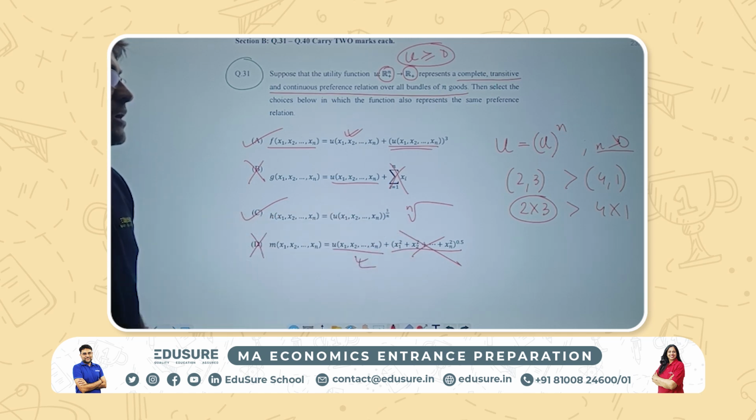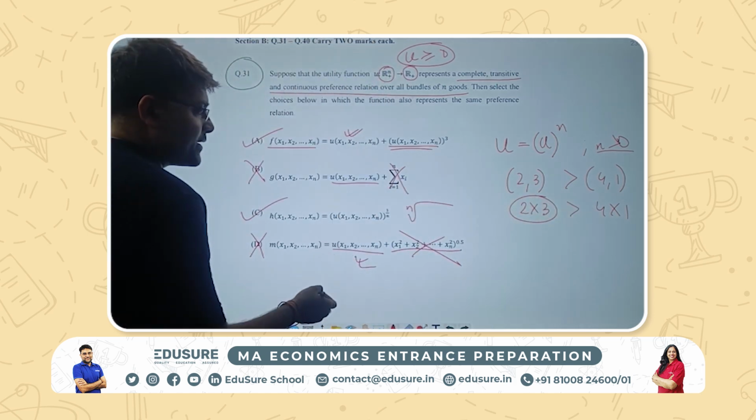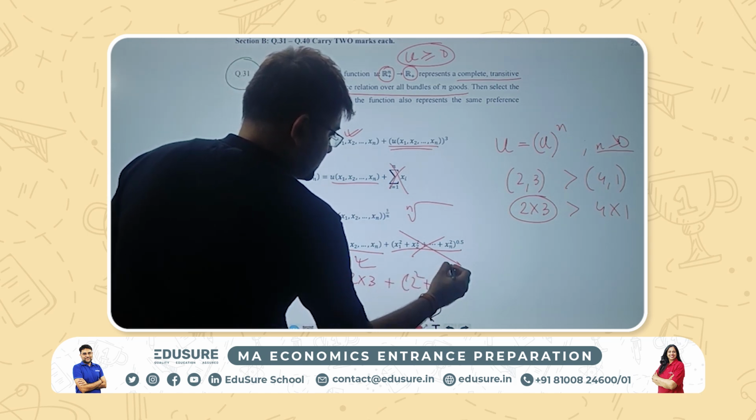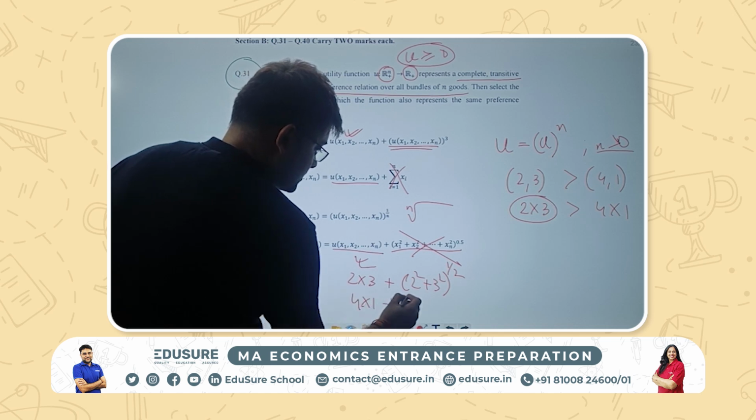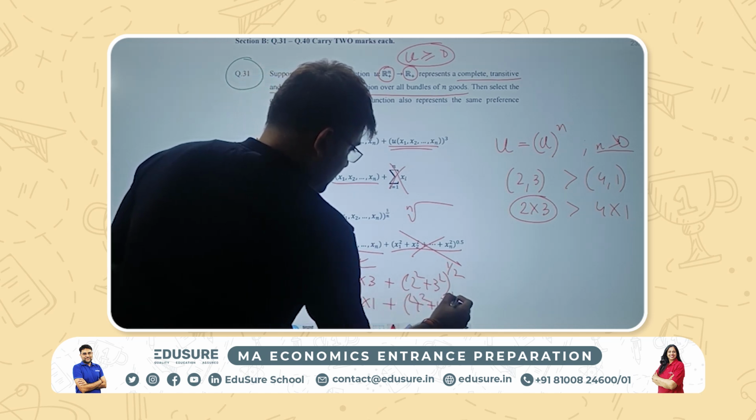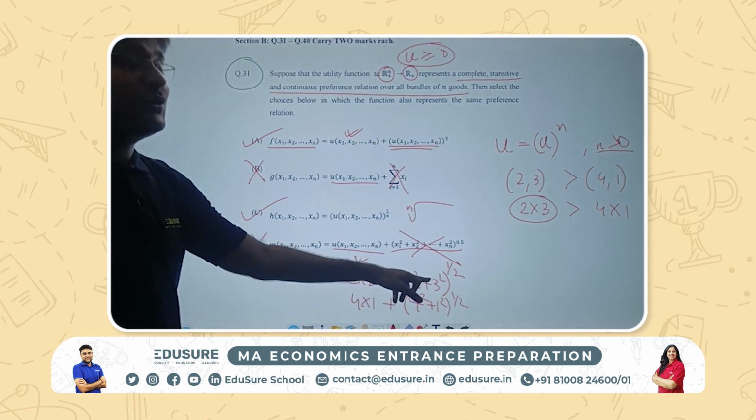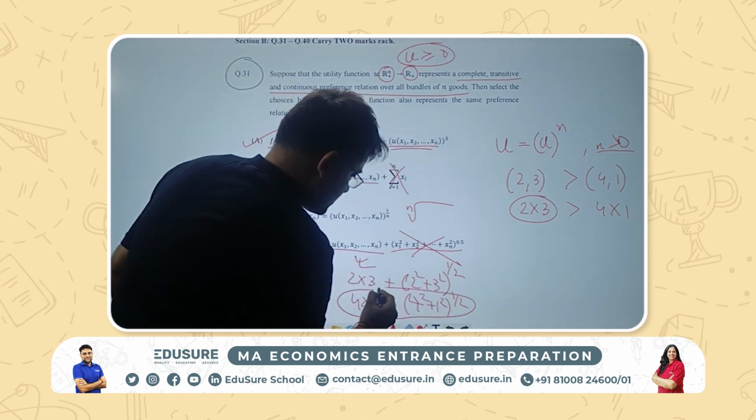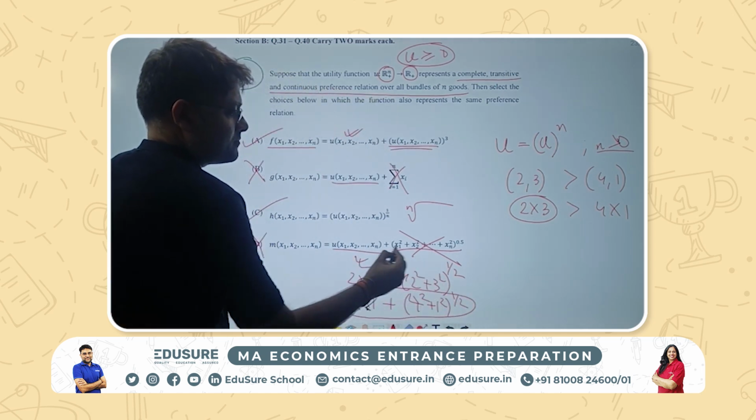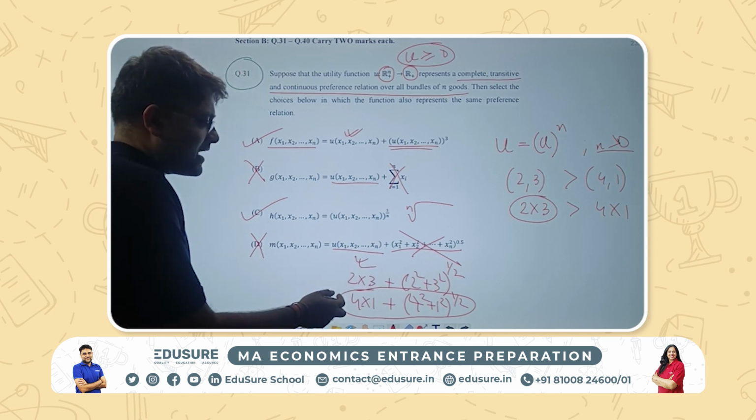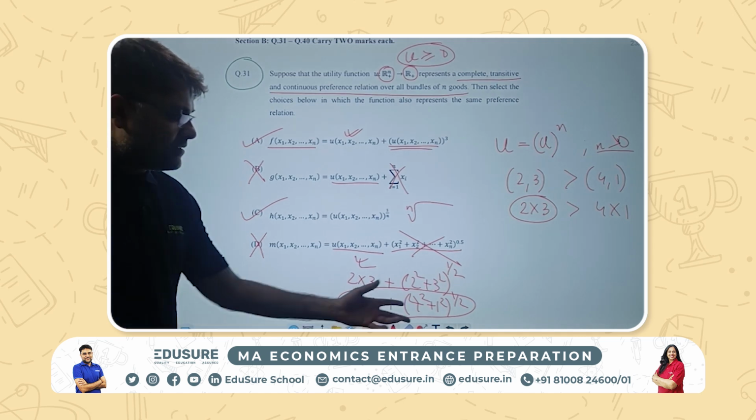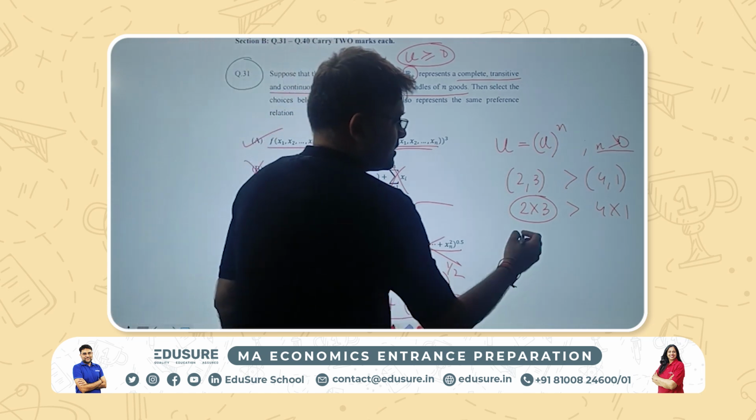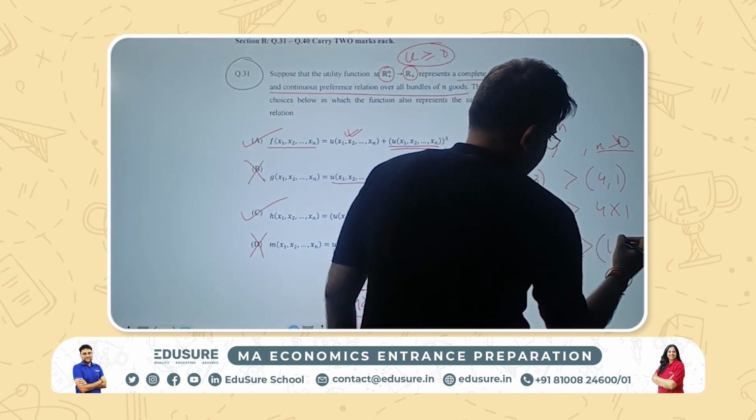For example, for this same example, if I put it here, this will be 2 into 3 plus 2 square plus 3 square to the power 1 by 2. This will be 4 into 1 plus 4 square plus 1 square to the power 1 by 2. This is 17, this is 13. Now, you will notice that this quantity turns out to be greater than this quantity. You can also take an example with 5 into 0. Again, this will turn out to be a greater quantity than this one. You can take any example like 2, 3 is preferred over 10, 0 because it's a multiplication.